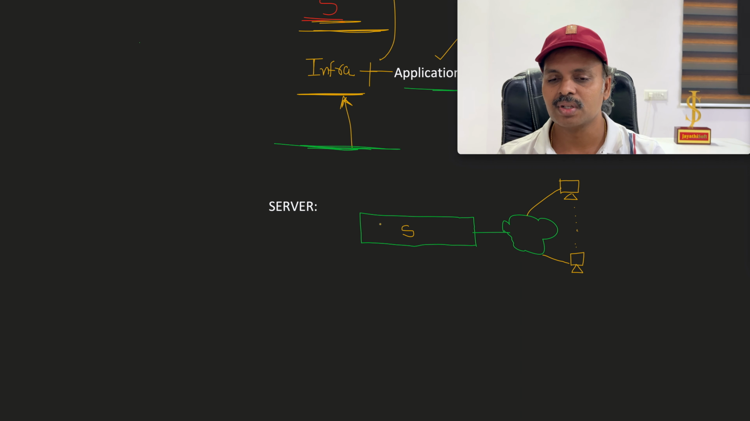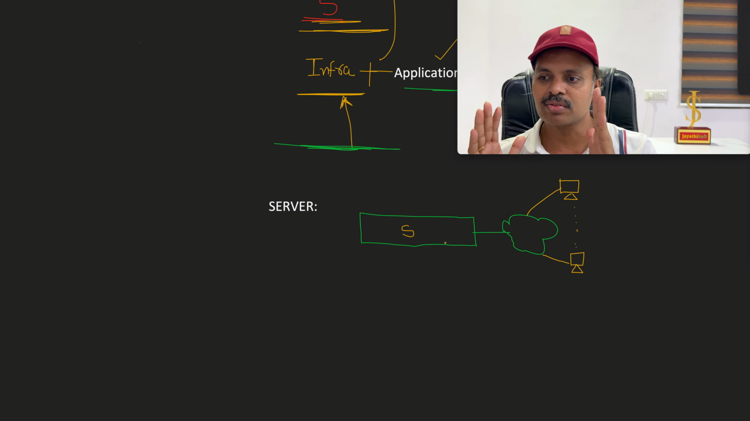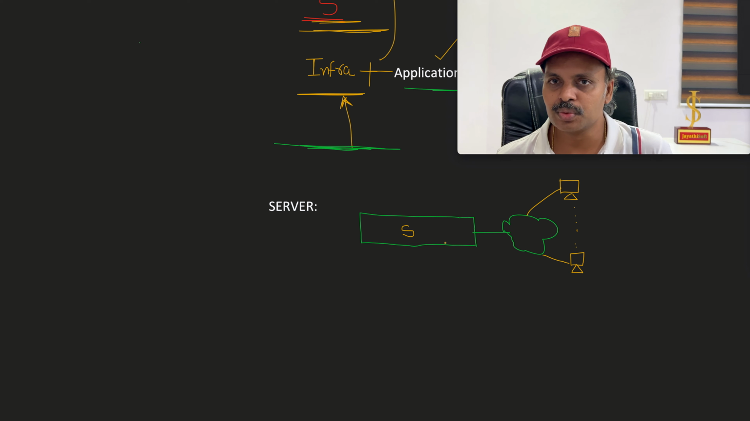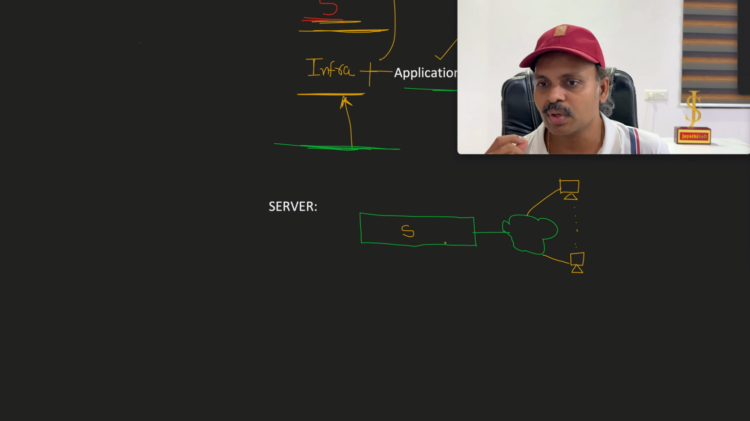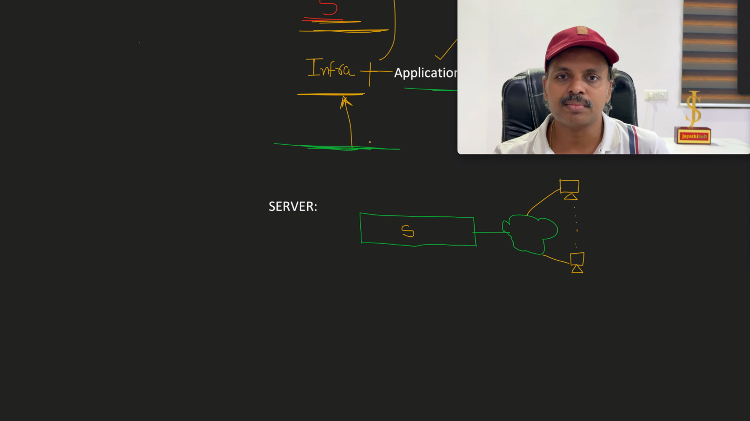I showed you one server here, but there will be so many servers. For example, in the case of Google, when we are using Google or YouTube, there will be thousands to lakhs of servers servicing our requests. When you are watching a YouTube video, there will be lakhs of people watching it, and all that is running from the Google or YouTube servers. A server is a high-end computer.